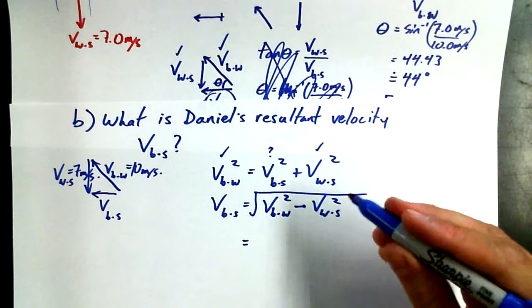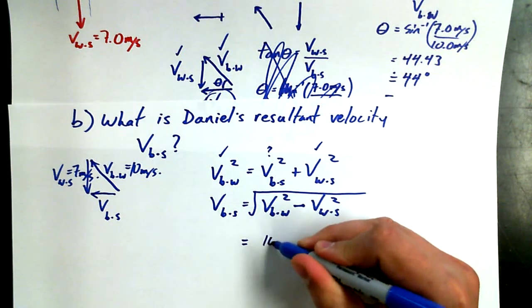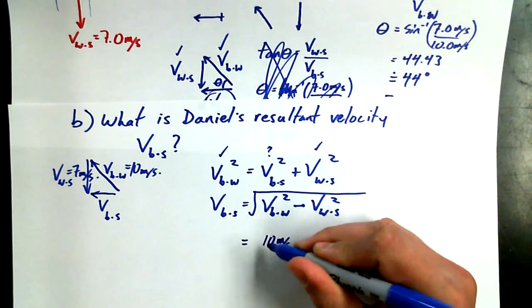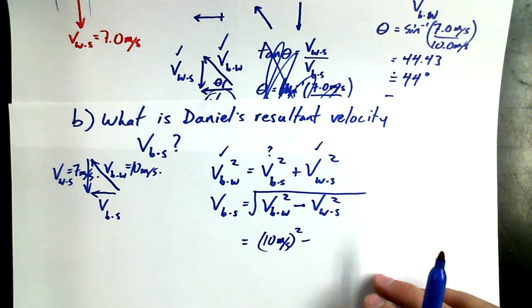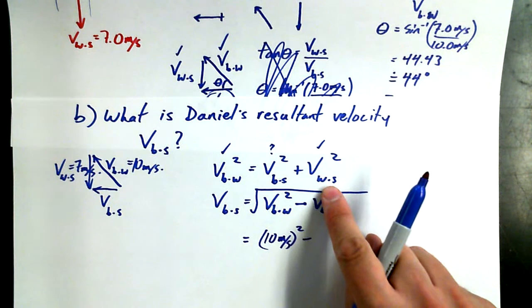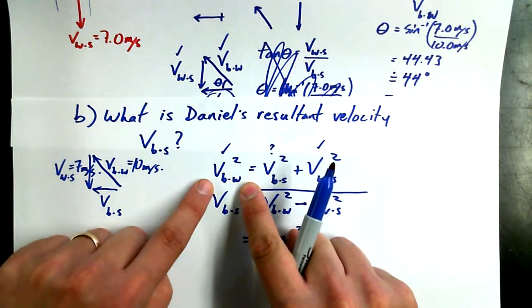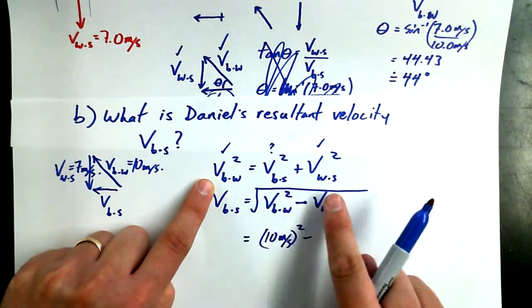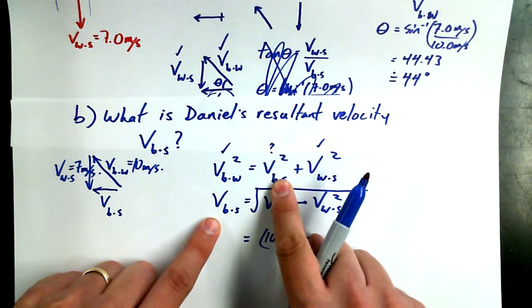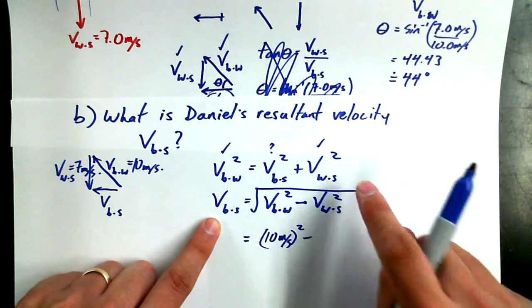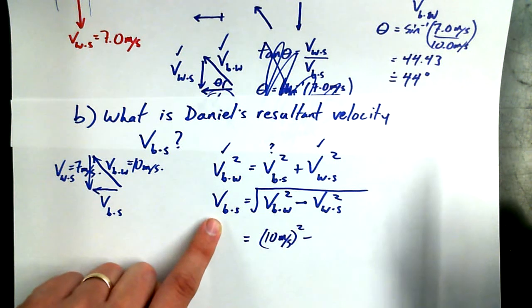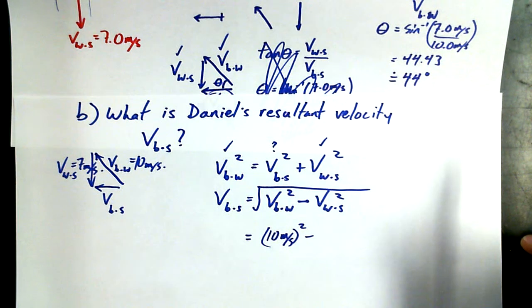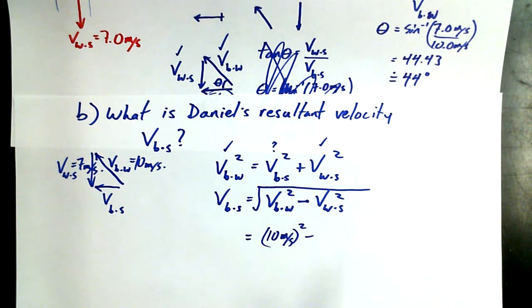All right, VBW, 10 meters per second. Wait, time out again. Did you just move the BW into this? Yeah, I took this VWS over to the other side so that it was VBW squared minus VWS squared equals VBS squared, and then square rooted both sides. I skipped a couple of steps. I just rearranged it a little bit.